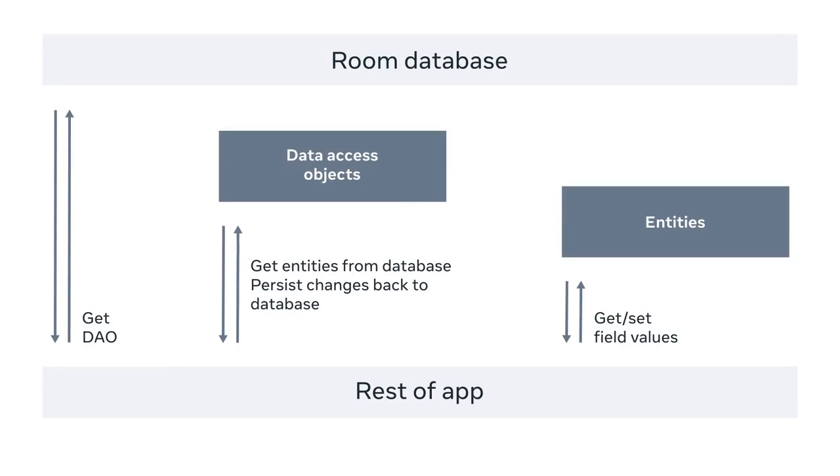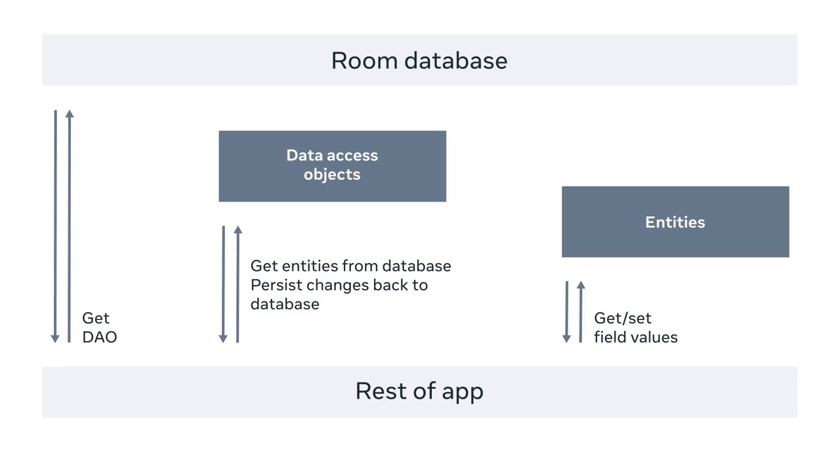Now that we have set up the dependencies for the Room library, let's check out its 3 major components. The first one is the database class. This holds the reference to the SQLite database and serves as the main access point for the underlying connection to your app's persisted data. Second is entities, and this represents tables in the database. Finally, data access objects, or DAOs, provide methods that your app can use to query, update, insert, and delete data in the database.